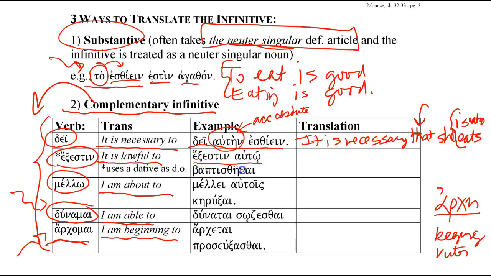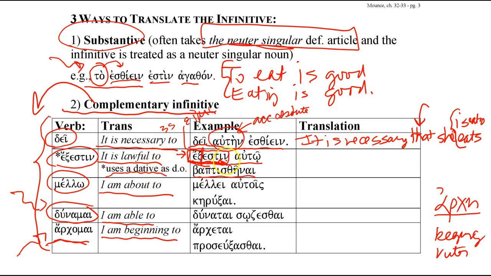How about exestin auto baptisthenai? When you use the verb exestin, which is a compound verb, it's a combination of eimi. Do you see that estin there? And this preposition ex, and combined, it actually means something more than the individual meanings of the preposition and eimi. It means it is lawful to. Notice that it wants to use the dative as a direct object. So for whatever reason, it uses the dative as a direct object.